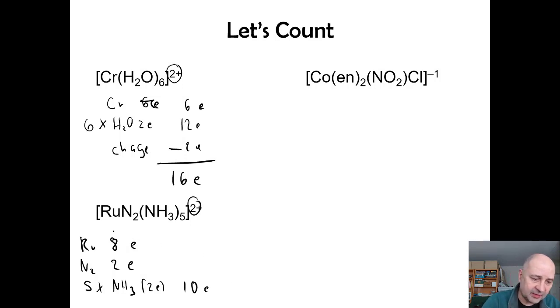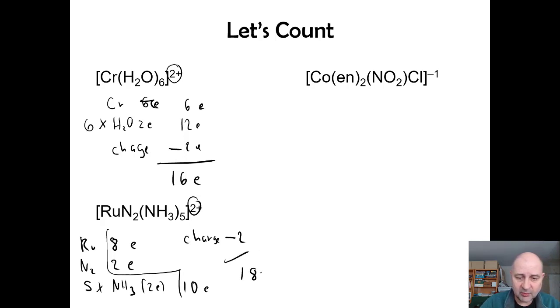So this doesn't line up very well. But we also have the charge, which is 2 electrons. We subtract them, so we end up with 18 electron species.